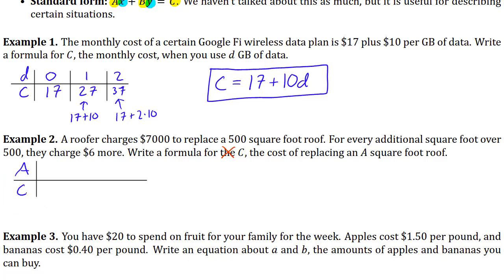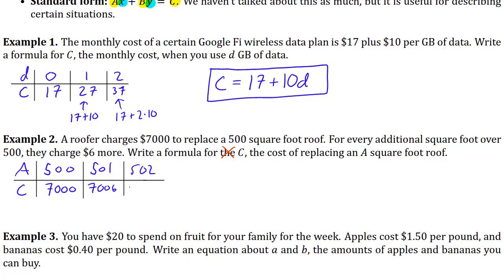So if the area of the roof, if A is equal to 500 here, then what is C? It says they're going to charge $7,000. So that means it costs $7,000. Now, what if you have an additional square foot over 500? So what if it's 501 square feet? Then the cost is going to be $6 more than 7,000. So 7,006. What if it's 502 square feet?